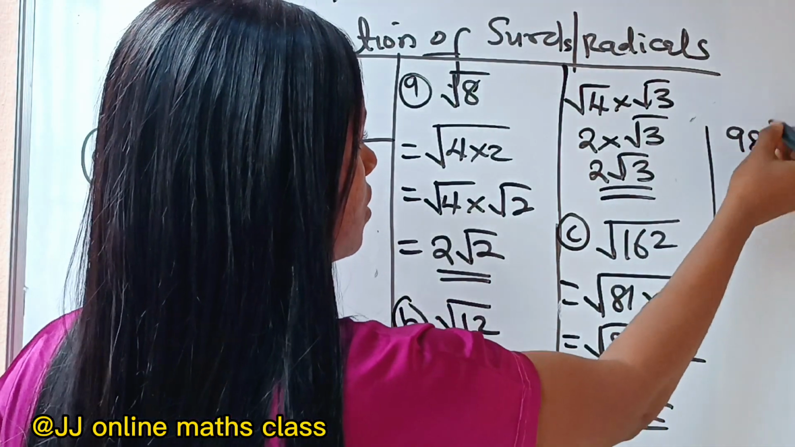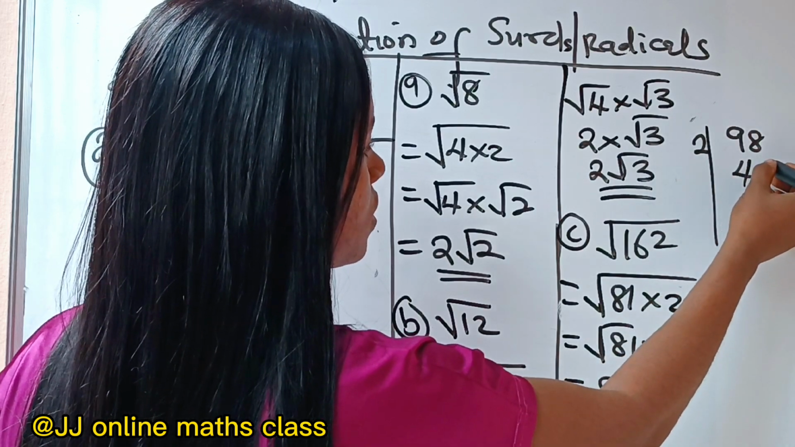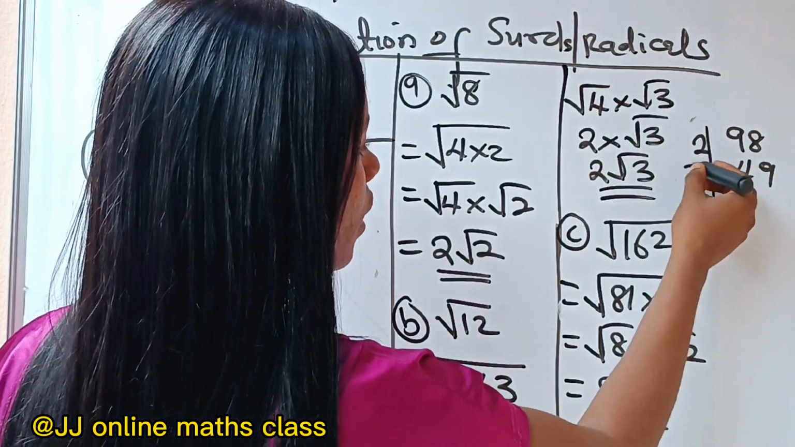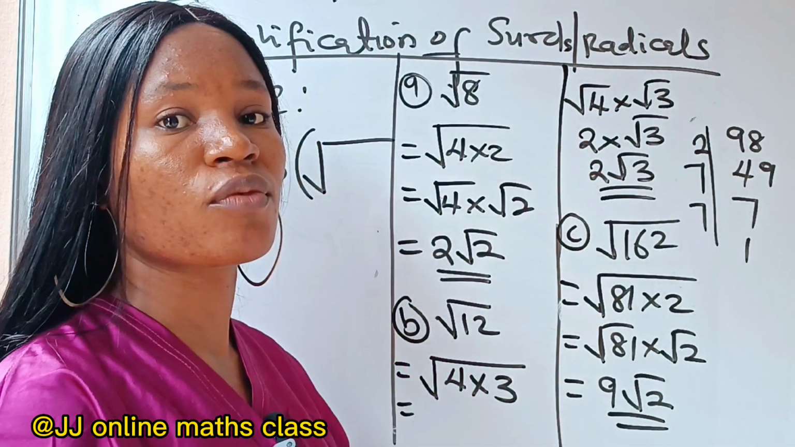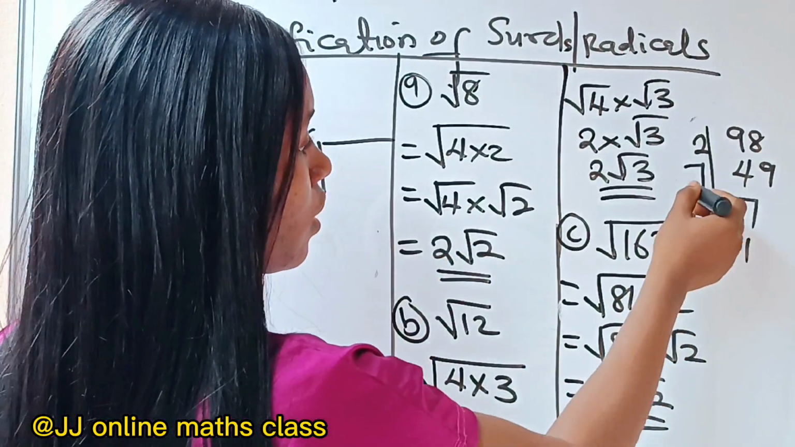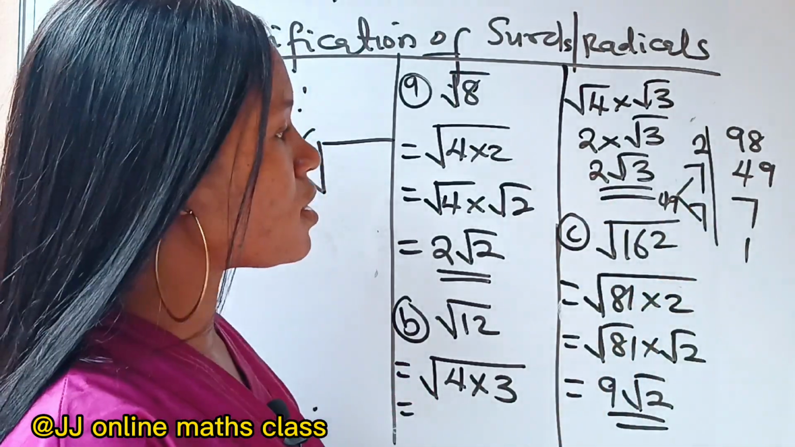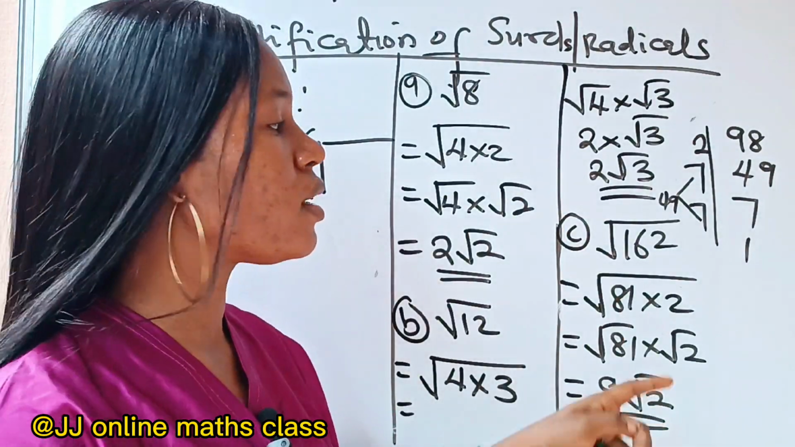We have 98. Now 2 will divide 98 to give us what? 49. Right? Yes. Now what we go here is 7. When 7 divides 49, we have 7. 7 divides 7, we have 1. Now to get our perfect square, we are going to multiply a number by itself to get 49. That means the numbers we need are 49 and 2. These are the numbers that we need.